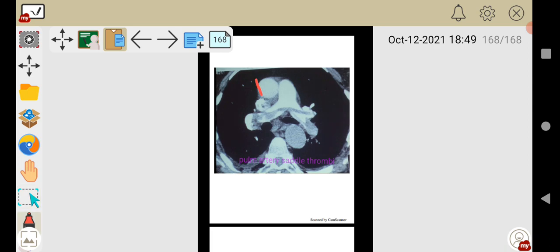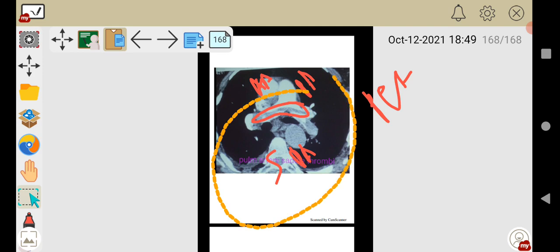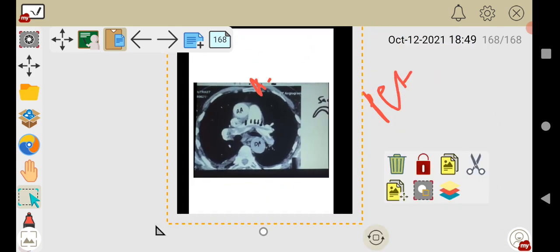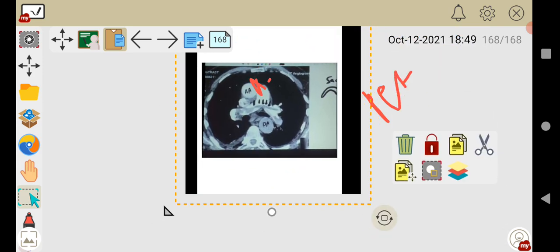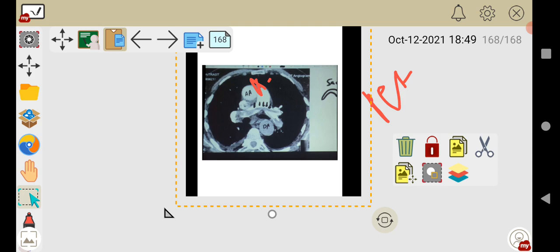See, this is your ascending aorta, this is your descending aorta, this is your pulmonary artery, this is your spine or vertebra, whatever you say. And see, this is the thrombus, this is the thrombus. So it is actually pulmonary thromboembolism, correct? No doubt about that, right? Ascending aorta, descending aorta, pulmonary thromboembolism.